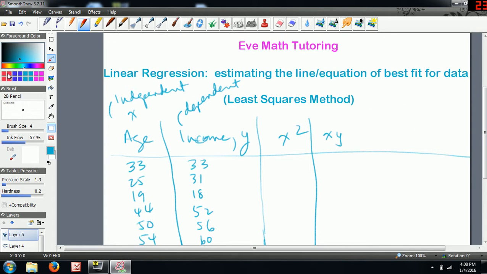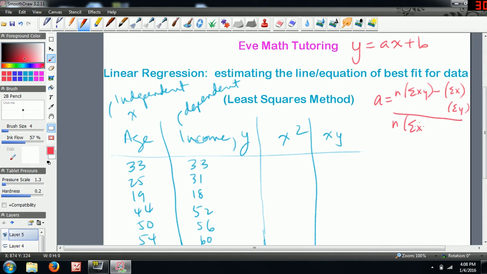So we know that the line of best fit is given by y is equal to ax plus b, and we know that a is going to be equal to n times the sum of xy minus the sum of x times the sum of y, all over n times the sum of x squared minus the sum of x all squared.